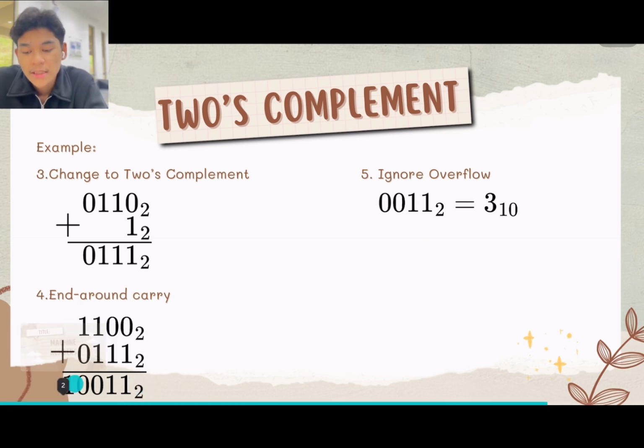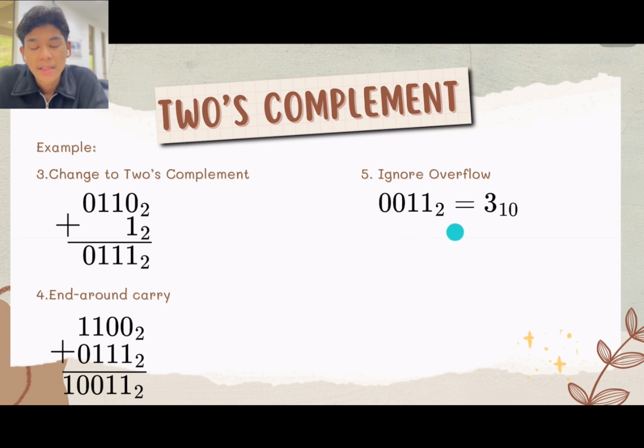Now, you notice that there is an overflow when we've added all the numbers together. In 2's complement, what you would do with the overflow is just ignore it and take the original 4 binary digits. So after getting that value of summation, you ignore the 1 here, and your final answer should be 0011 base 2, which is the same as before. And after converting it to decimal, you should get the correct answer of 3 base 10.